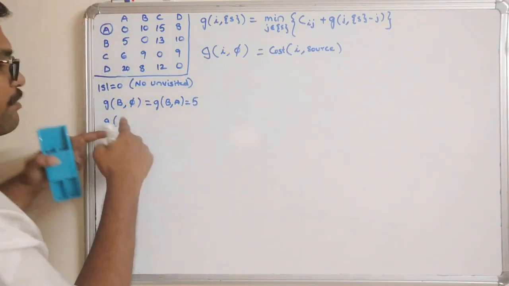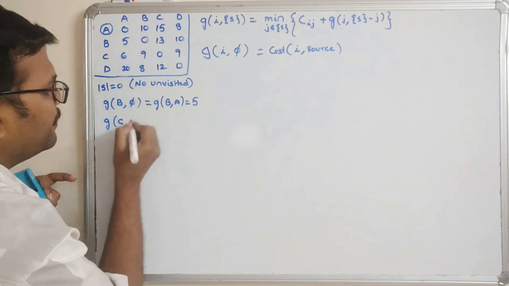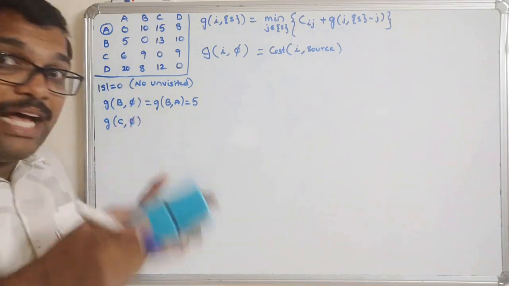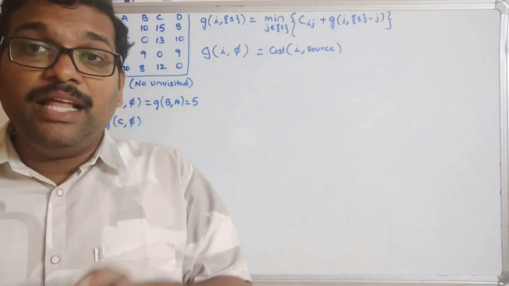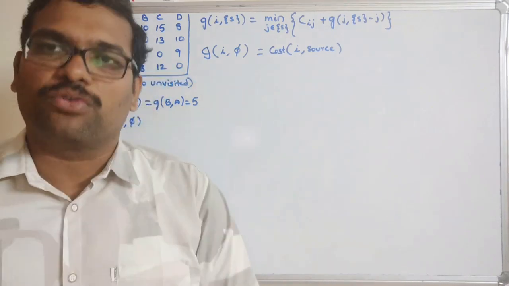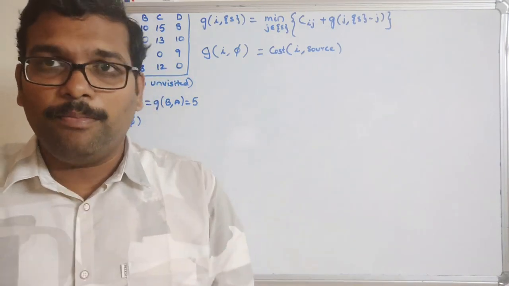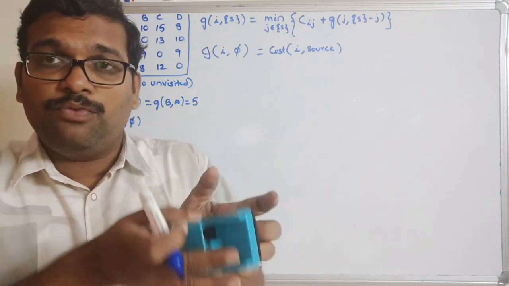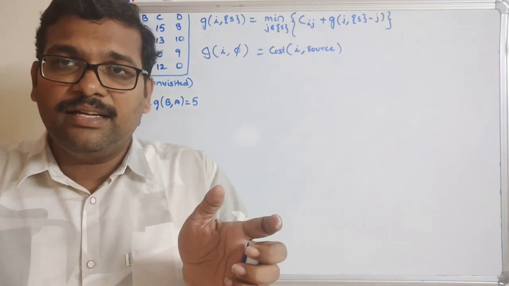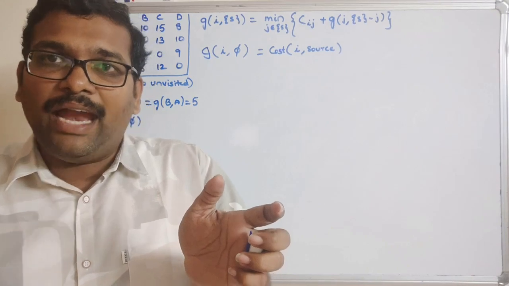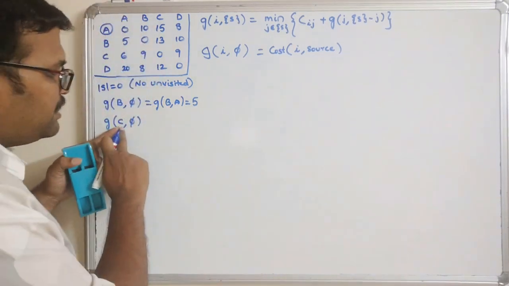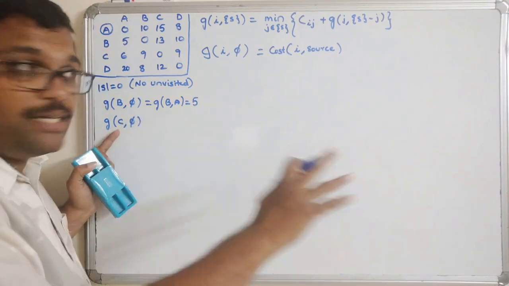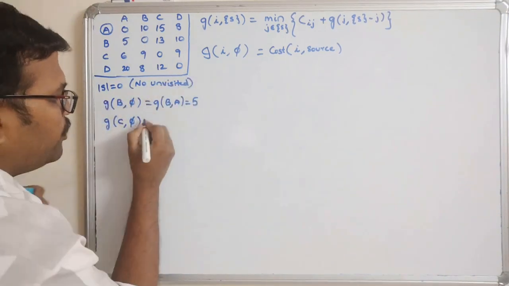Similarly, if the last vertex is C and there are no unvisited vertices, then immediately we need to reach the source. That is what the problem says: we need to start from the source, visit all the vertices exactly once, and come back to the source. So if the last vertex is C and there are no unvisited vertices, obviously we need to go to the source.